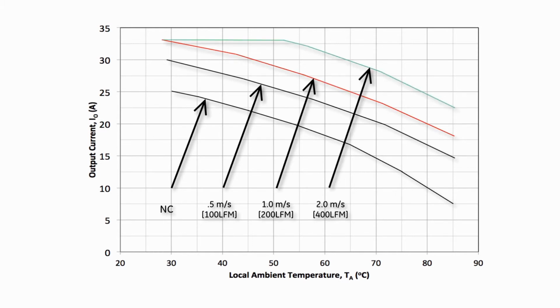The process is then repeated at 35 degrees C, 45 degrees C, 55 degrees C, etc., until the maximum allowable ambient is reached. The points that were plotted for each ambient are then connected together to generate a curve for a particular airflow. This process is repeated at each airflow, including no airflow or natural convection.